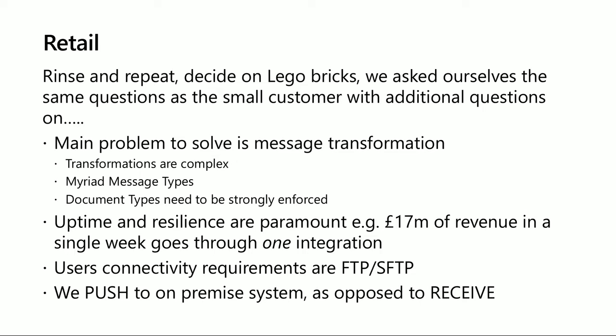And I mentioned uptime and resilience. Just one supplier, so there's an integration here basically per supplier because they've got different formats and things. £17 million per week was the level of the stakes if we started losing things. And our good old faithful, it will not die, it will not go away: all of the inbound and outbound connection to the customers was SFTP. So with this one, we push to an on-prem system. It's actually the suppliers that are driving this pretty much at all times.